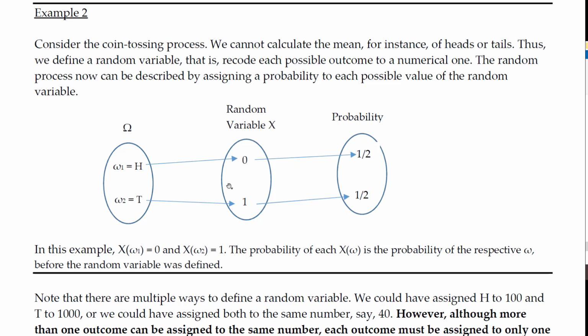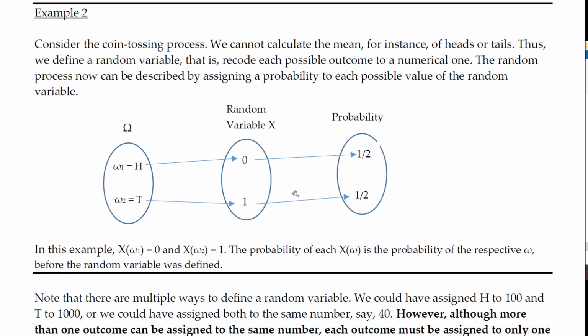How do I assign probabilities? Well, the probabilities are the same as they used to be. The probability that the outcome is heads is half. Because I am assigning 0 to heads, the probability of X equals 0 is half, and so on. So basically, the probabilities continue to be the same. You have to link the outcome to the random variable, so you can link the probability to the random variable. The probability of a random variable is the probability of the outcome linked to that random variable.